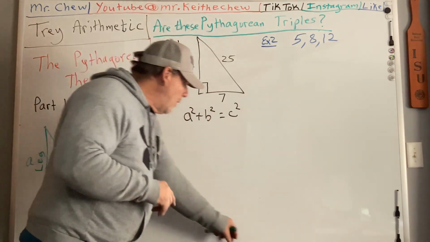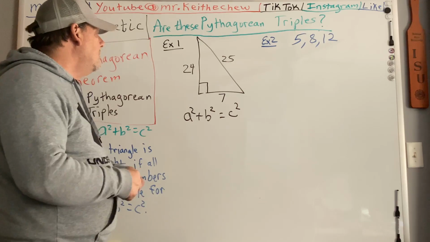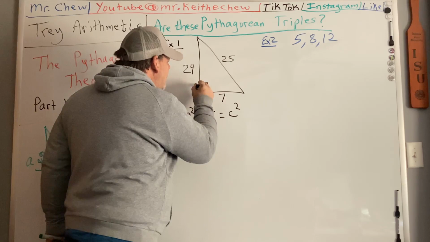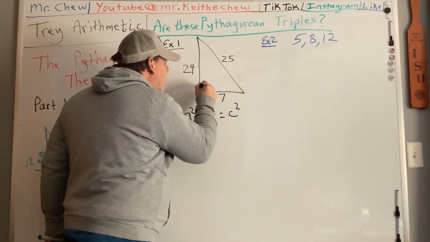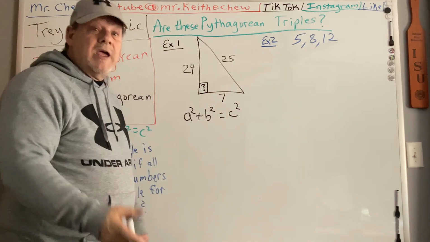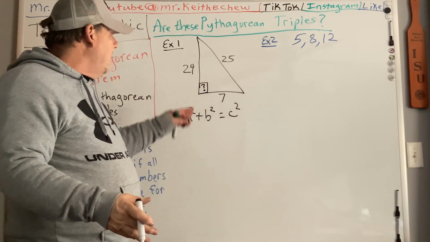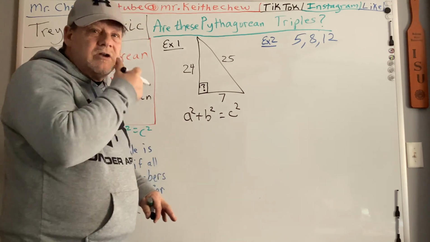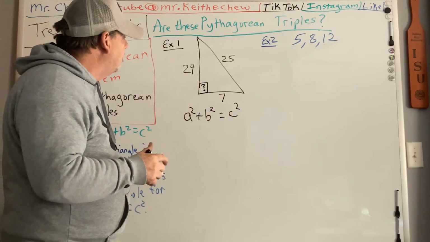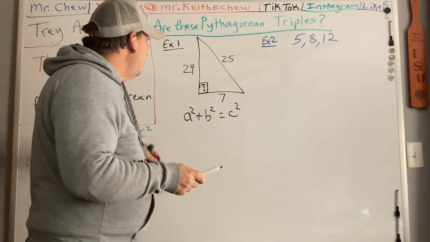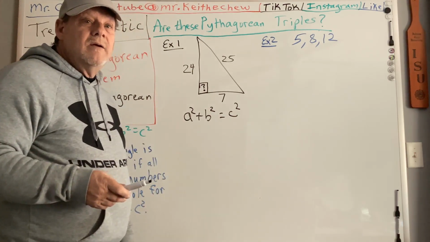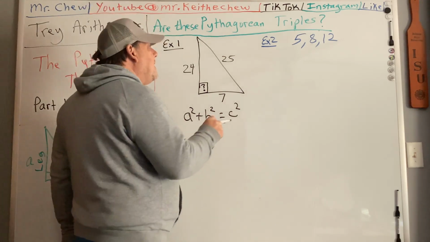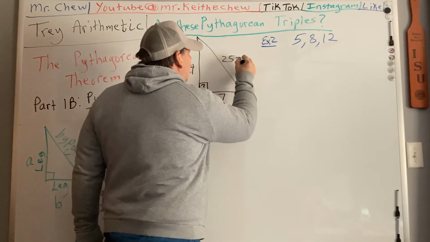So let's look at example 1. In example 1, I have side lengths of 7, 24, and 25, and I'm asking, is that a right triangle? And if so, then 7, 24, 25 would be a Pythagorean triple. If not, then they're not, and you could never form a right triangle from those lengths. So I have to say, well, which one's A, which is B? That's not as important as which one's C. C always has to be the longest side. So there's C.